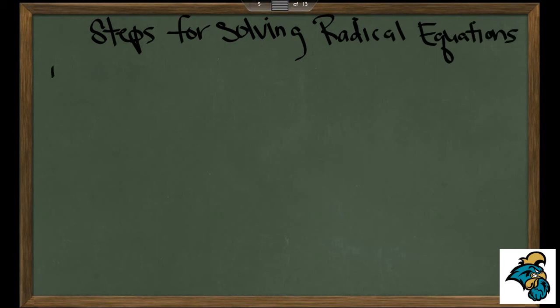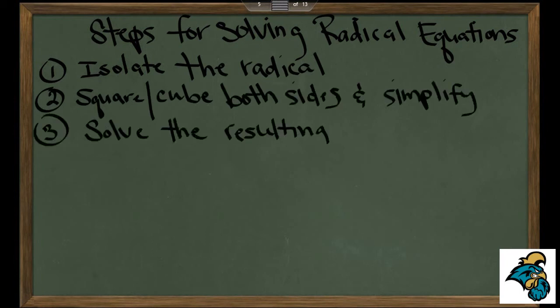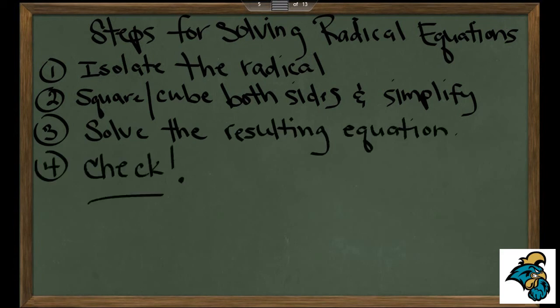This section again is about solving other types of equations. So the next type of equation we're going to look at is a radical equation. And here are the steps for solving radical equations. Step 1 is to isolate the radical. Step 2, you're going to square or cube both sides and simplify depending on the type of problem. Step 3, you're going to solve the resulting equation. And the very last step is you're going to check your answers to make sure you don't have any extraneous solutions.